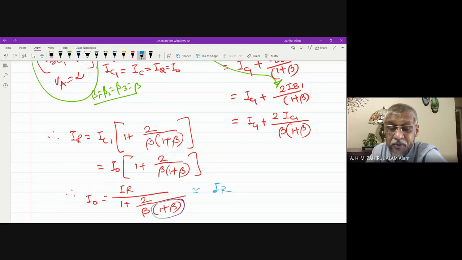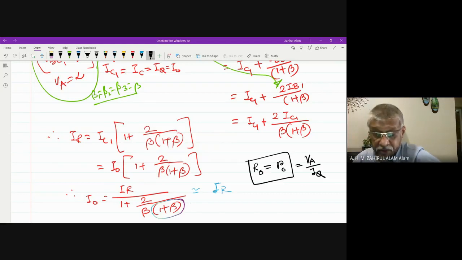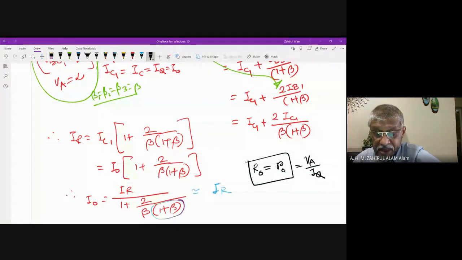So what is the output resistance? Although we don't do a complicated analysis for this circuit, we use this relation. This is also the same as the previous circuit. So this is the output resistance. Now let us try to solve some problem. What is the problem? Same problem, we go to this.